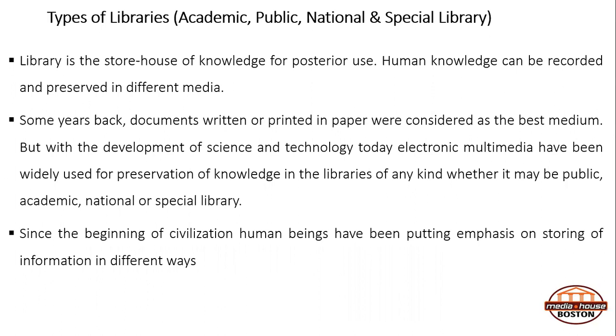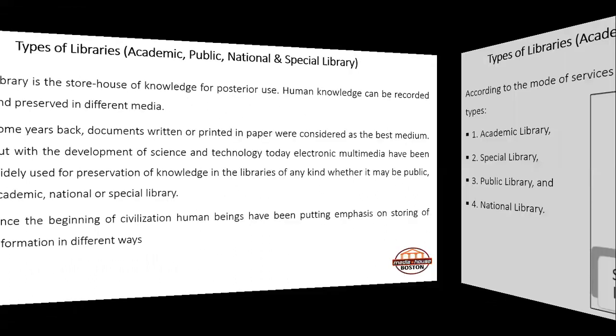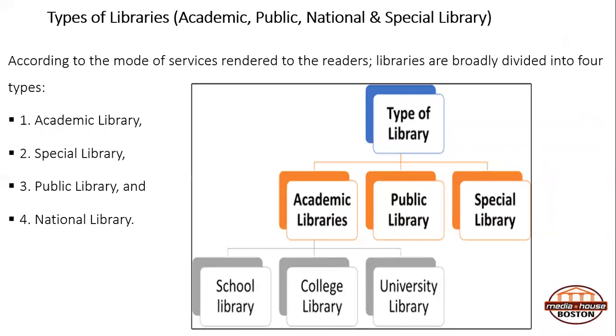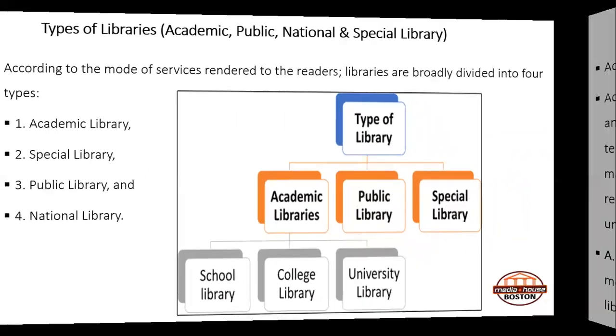Some years back, documents written or printed on paper were considered the best medium, but with the development of science and technology today, electronic multimedia have been widely used for preservation of knowledge in libraries of any kind. So according to the mode of services rendered to the readers, libraries are broadly divided into 4 types: academic library, special library, public library, and national library. So these are the types of libraries that we do have.